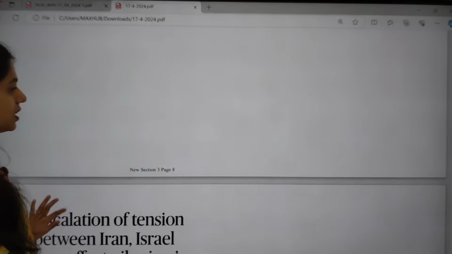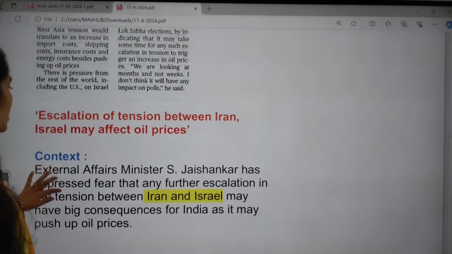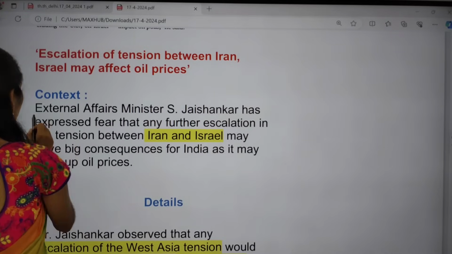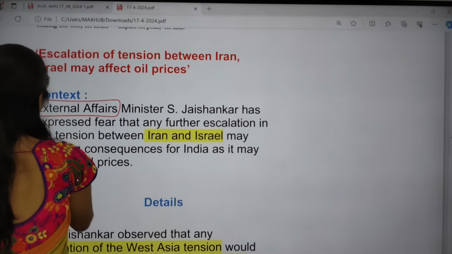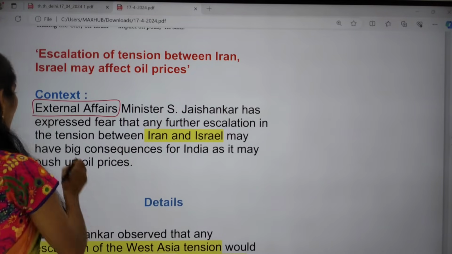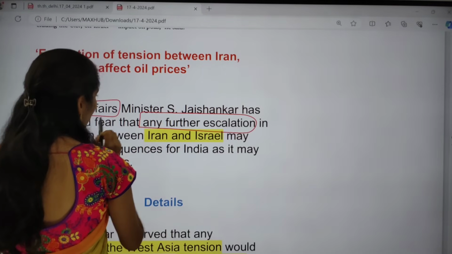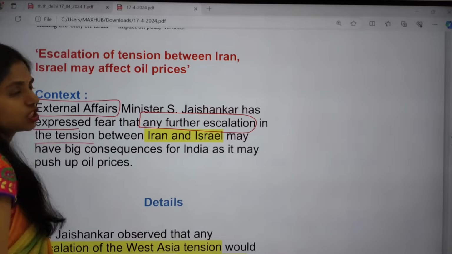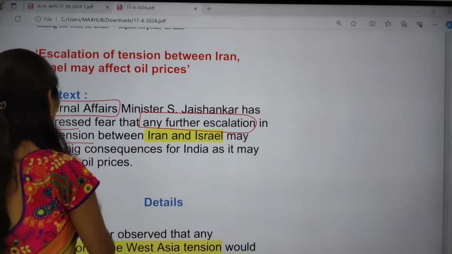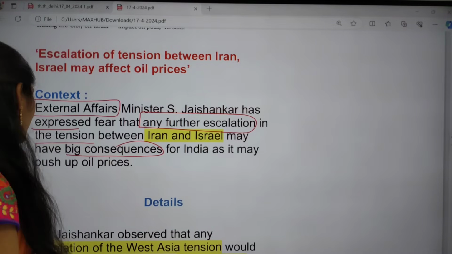So these are some important things. And now let us see the next topic. It is about Iran-Israel impact on oil prices. So recently External Affairs Minister has expressed fear that any further escalation of the tension between Iran and Israel is going to have a big consequence for India because it may lead to an increase in oil price.